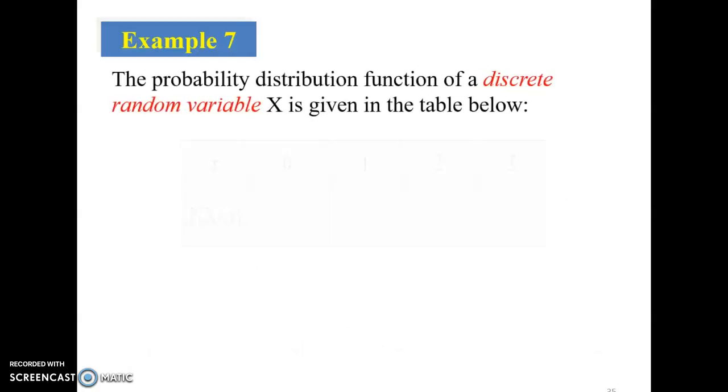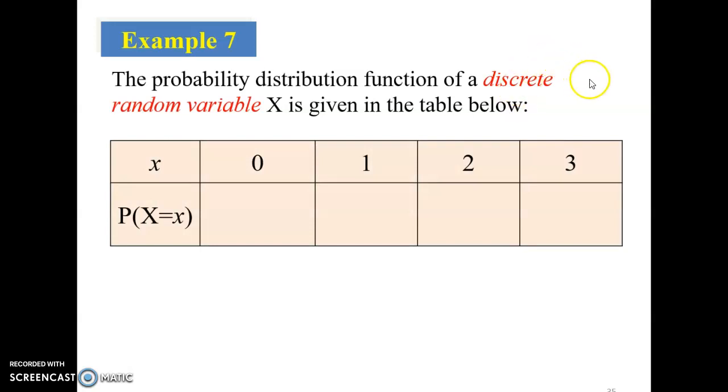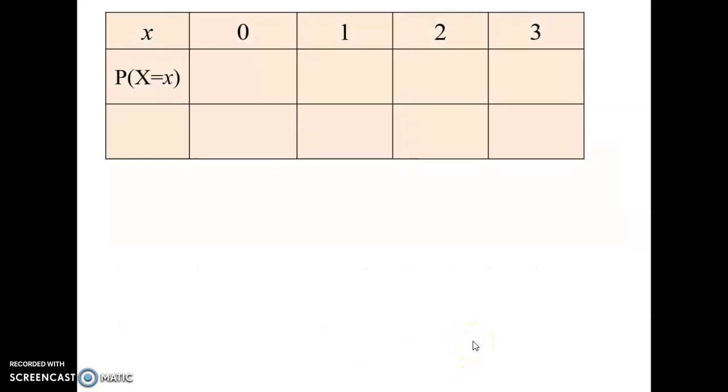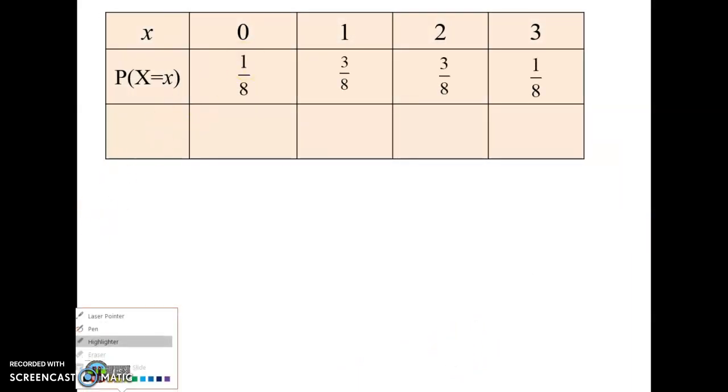Look at example 7. We have a discrete random variable. We are given a table. The question asks to find the cumulative distribution function, sketch the graph and find the median. Now we have the table and the probability. Next we are going to find the cumulative. So the cumulative, the notation is capital F.